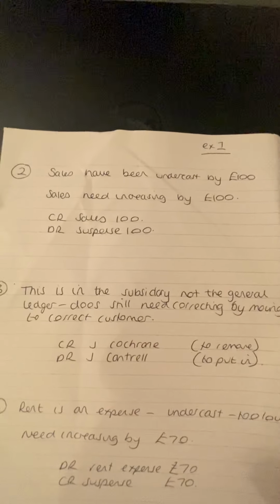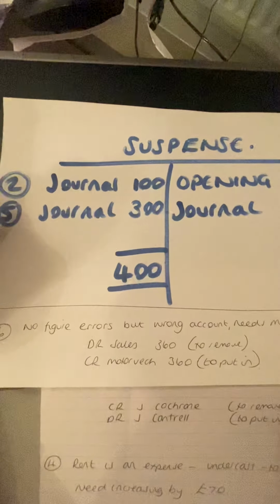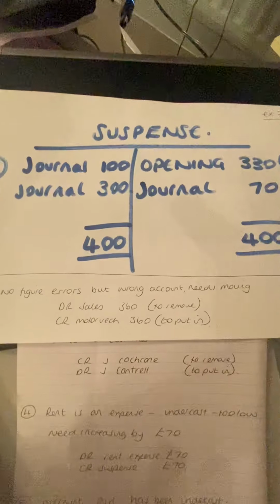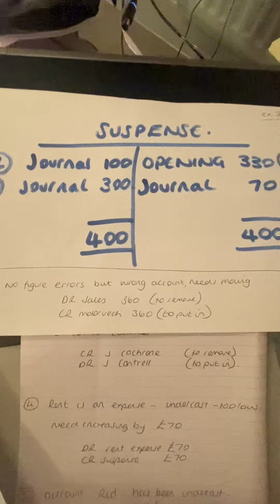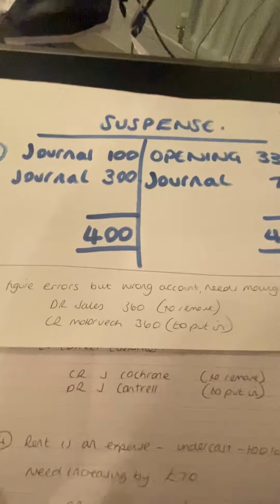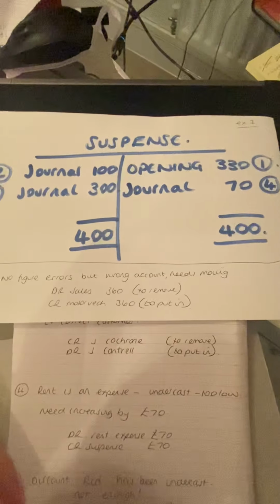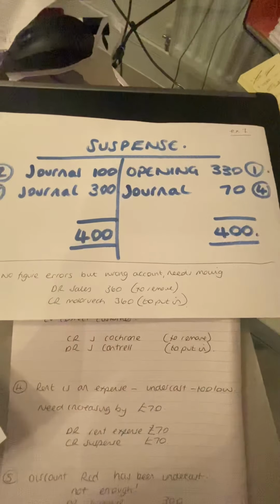So going back to my suspense account, number 2, journal £100. As you can see, I've just put it into the suspense account. Then you're going to work through your different errors, which, like I say, I've made notes on them all, and if you've got any queries, you can get in touch with me, no problem at all.